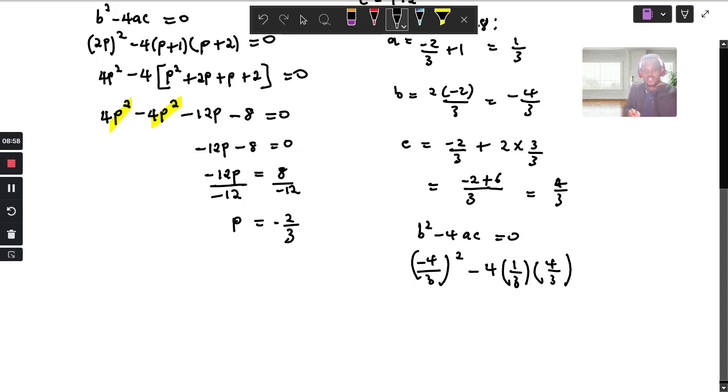So this one, minus 4 squared becomes 16, and 3 squared becomes 9. So you have 16 divided by 9, minus. So you see that 3 times 3 becomes 9, minus 4 times minus 4 becomes 16 over 9. So 16 over 9 minus 16 over 9 becomes 0. That means indeed our left hand side is equal to our right hand side, which is equal to 0. So p equal to minus 2 over 3 is the correct value.